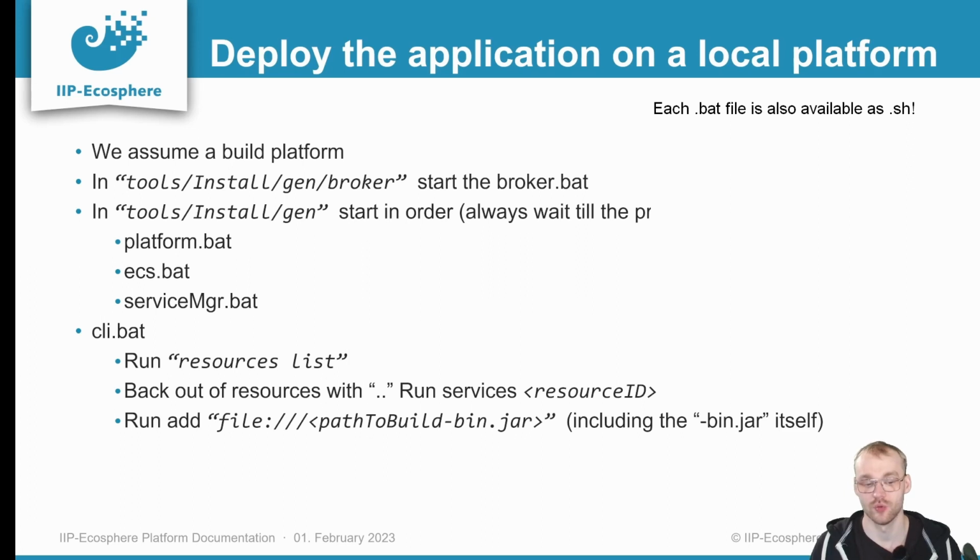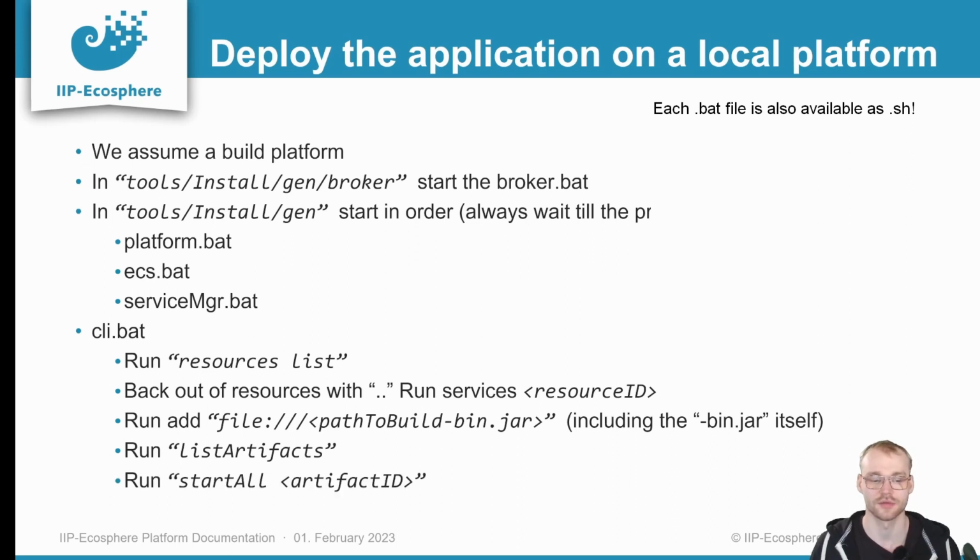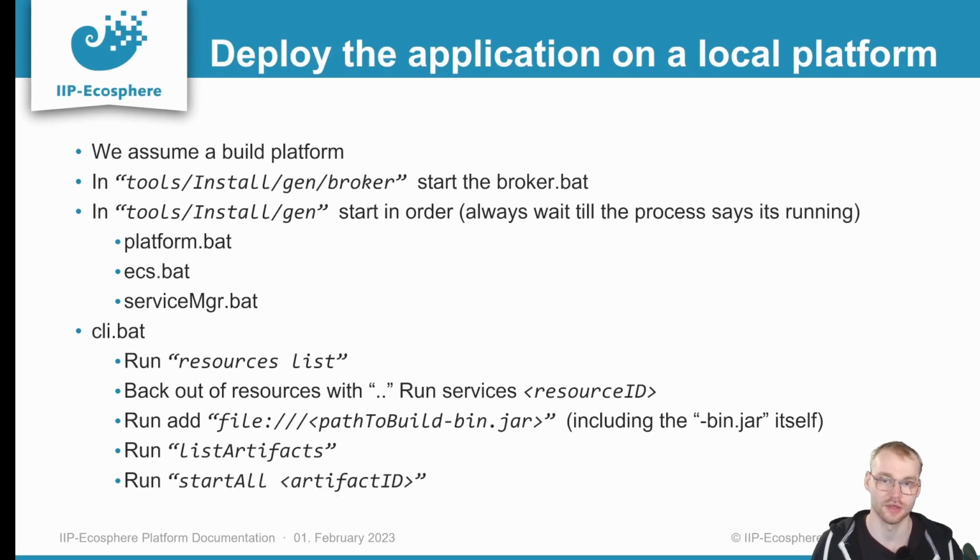In this field, you add the file by typing file / and then the path to the bin jar. Could be relative, could be absolute, that both works. Include the bin jar itself, not just the location in the directories, the file itself. Then you run list artifacts to see all added artifacts and start all artifact ID. Start all starts all services in your application, and your application is the artifact.